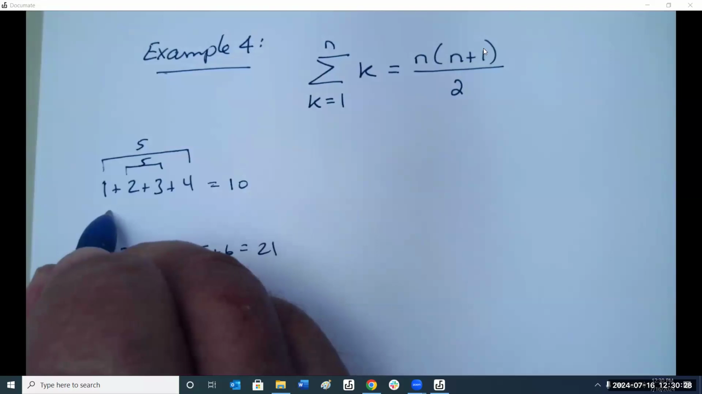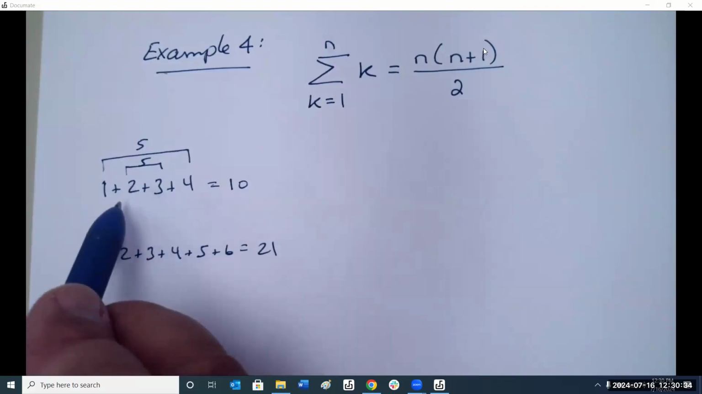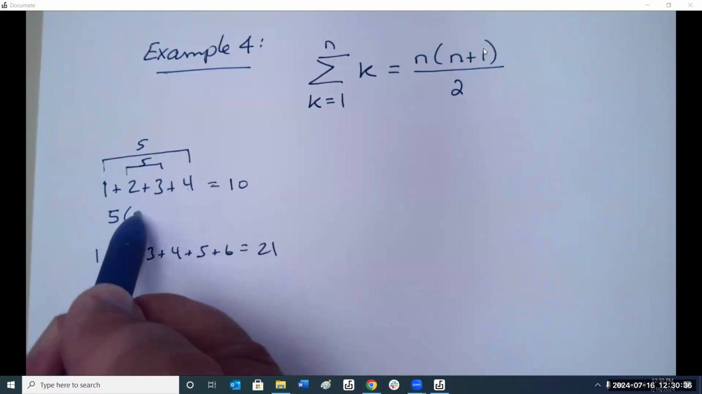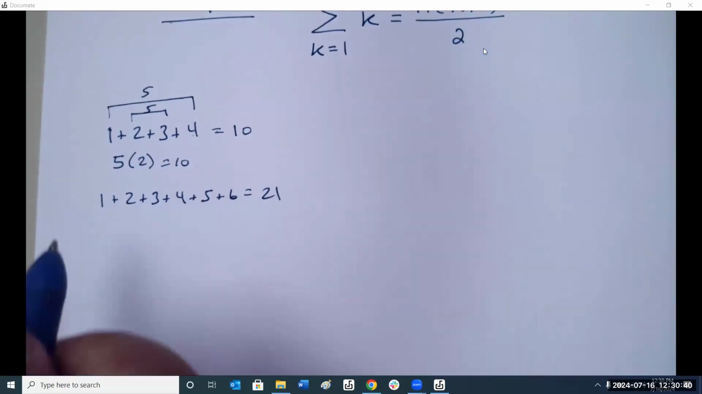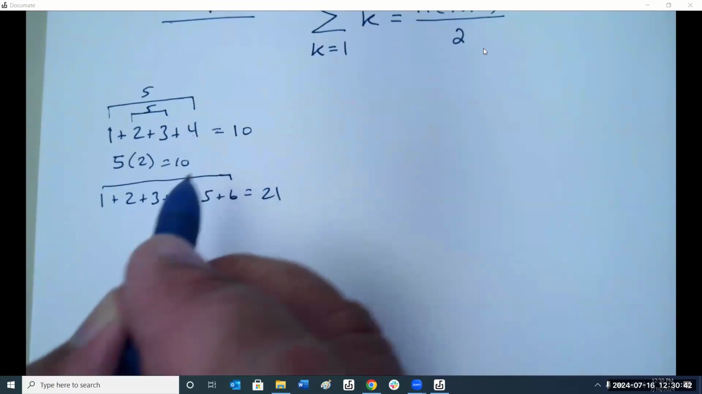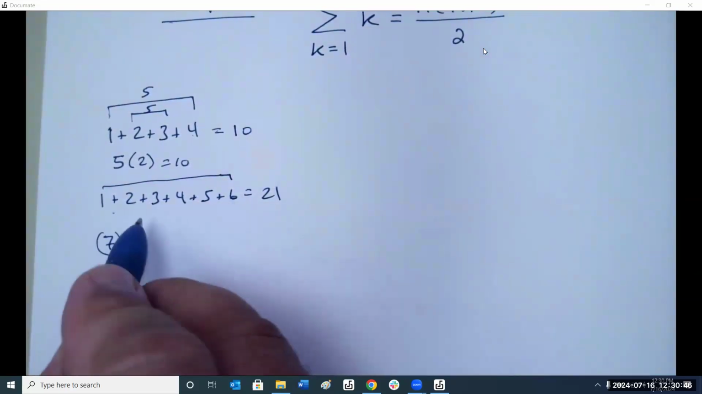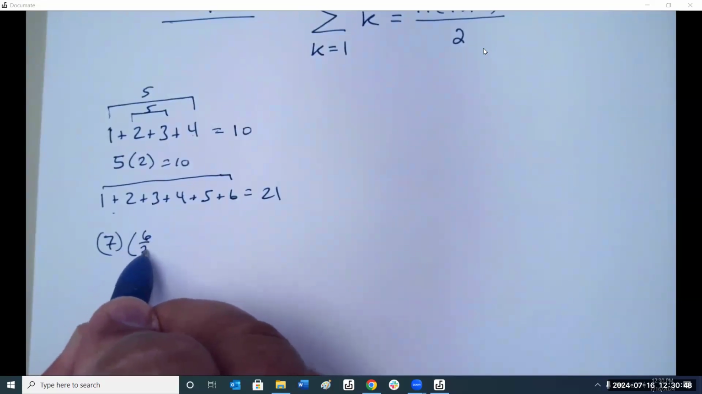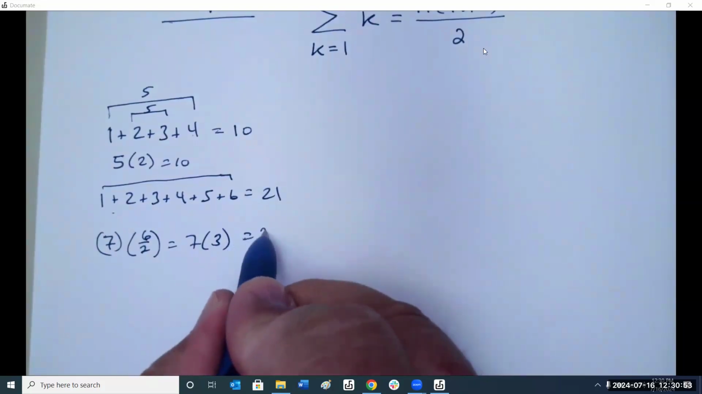So the sum of these numbers is always going to be 5. How many pairs of numbers do I have? Since there are only 4 of them, I have 2 pairs, so 5 times 2 is 10. Same thing here. The first and last number is 7, and we have 6 numbers. So if we take 6 and divide by 2, we have 3 pairs, which is equal to 21.